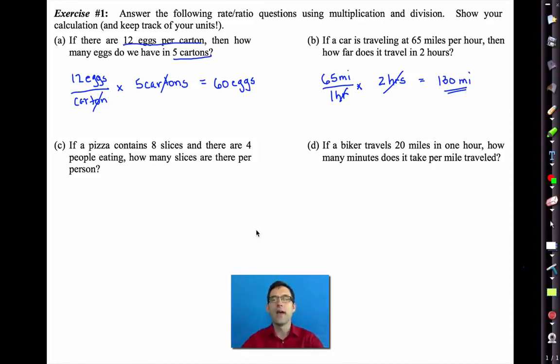Take a look at letter C and letter D. These are going to be a little bit different. See if you can pause the video now and solve both of them. All right, let's take a look.